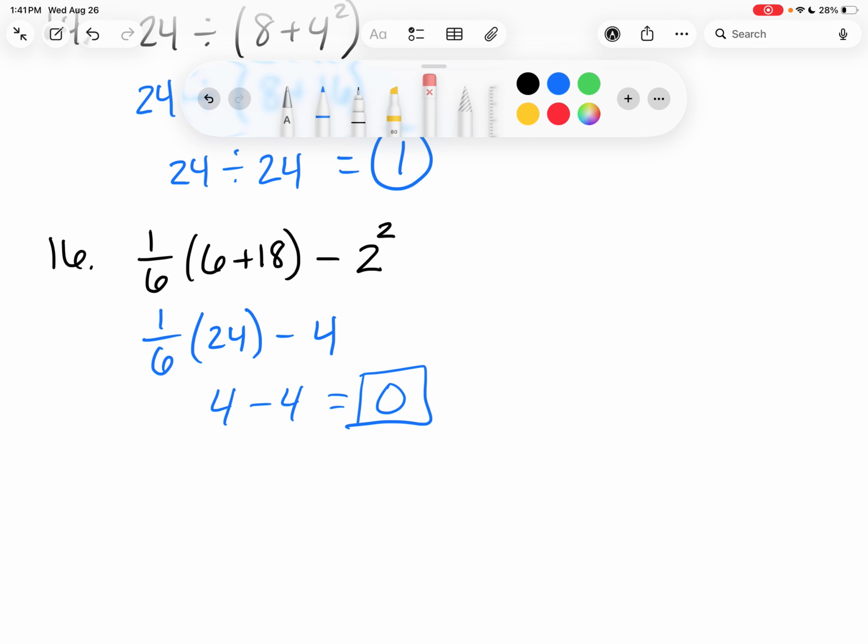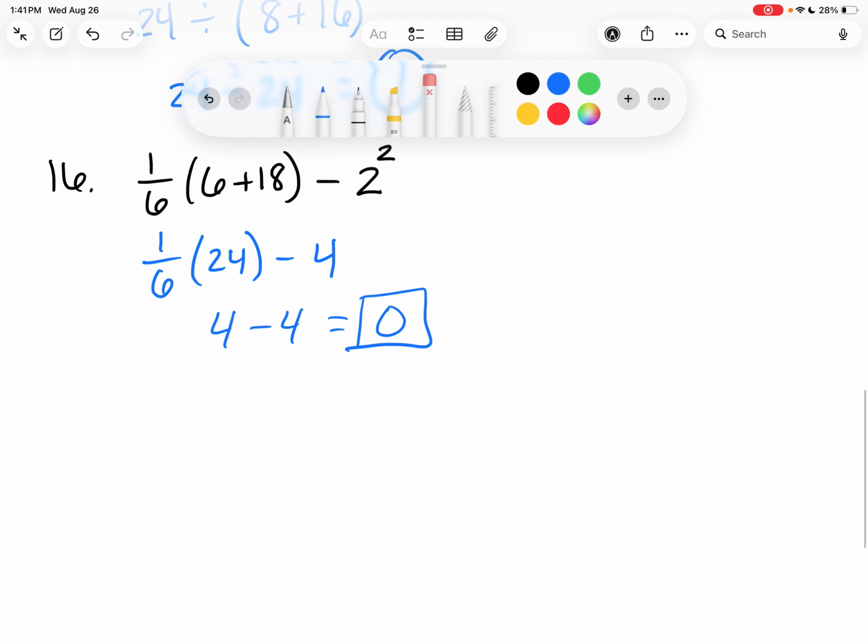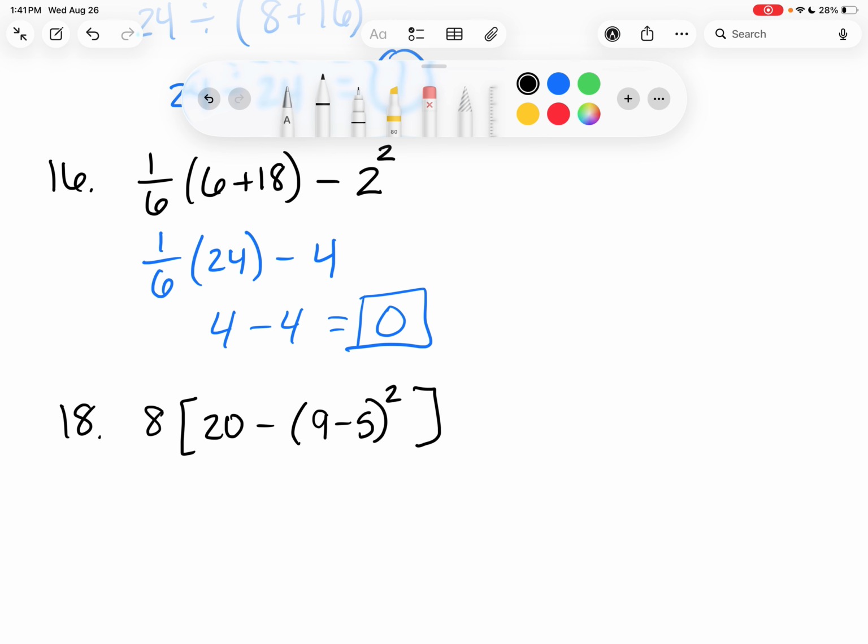All right, I want you to try this one on your own. One thing I'm going to say about this one, I have 8 and then I have a bracket: 20 minus parentheses, 9 minus 5 squared, and then close the bracket. So the bracket is your big grouping symbol. Okay, that's why we use grouping symbols.